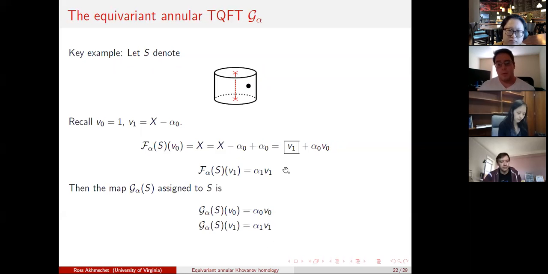So then this is the map. You just delete the box term. You only remember the terms where the annular degree is preserved, and here's the map. So the dot multiplies V null by alpha null and multiplies V1 by alpha 1, which maybe explains the notation V null, V1 for these elements, but there's a lot of zeros and ones. So this is one of the key examples.